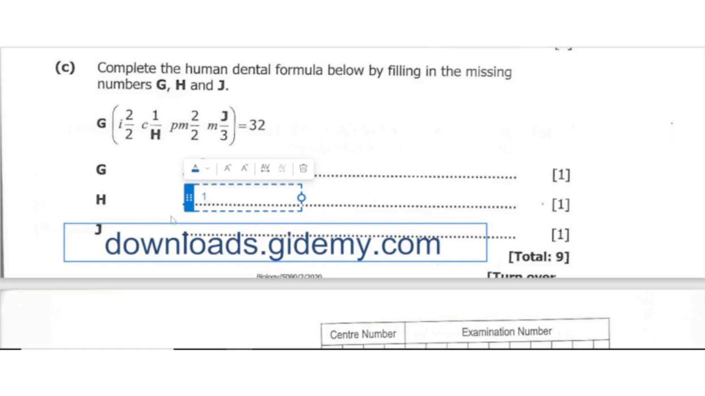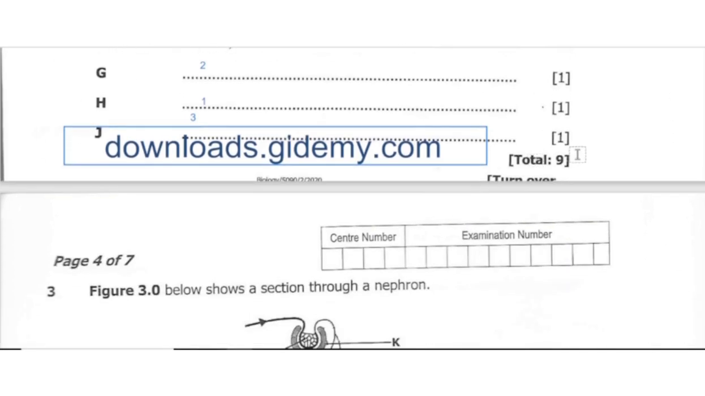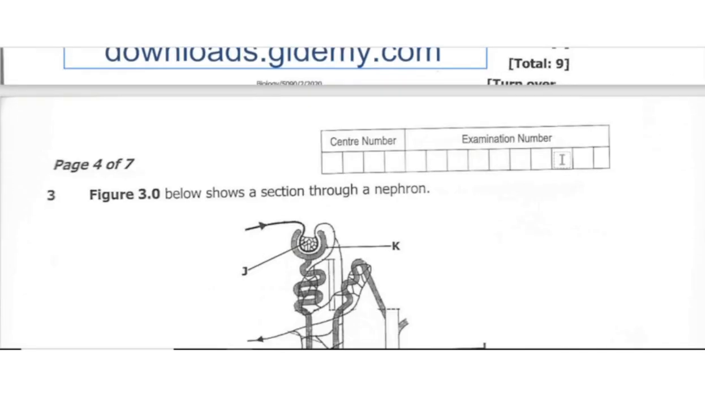It's only that here the owners who are uploading the papers have written where they're not supposed to write. Anyway, let's not bother with that. So the correct answer there is 3. Okay, so as you can see, every question is giving you 3 marks, 1 mark each. So that means there are 9 marks in this question. So if you give those answers I've shared with you, you're going to get 9 marks.